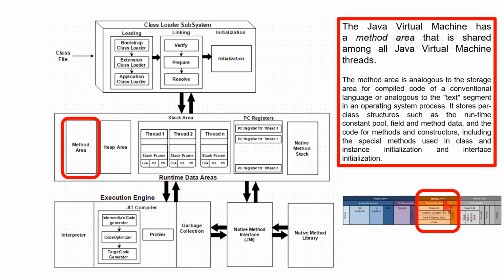Here you can see method area, and you can see runtime constant pool, field, method area, code, and areas also in this diagram.